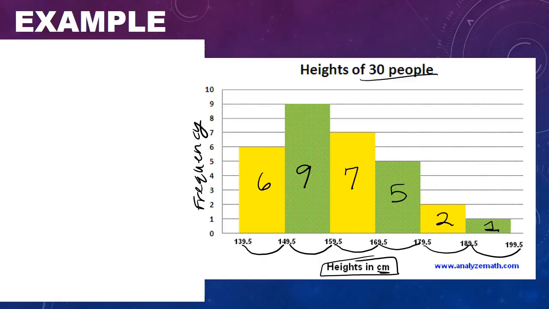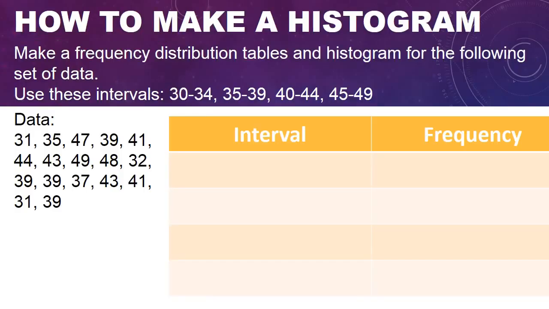So that's all a histogram is. It's a different way to express the data. Now we're going to talk about the steps in making a histogram. We need to figure out the interval and the frequency of the data that we are given. The directions say use these intervals here. So let's go ahead and fill those intervals into our table.